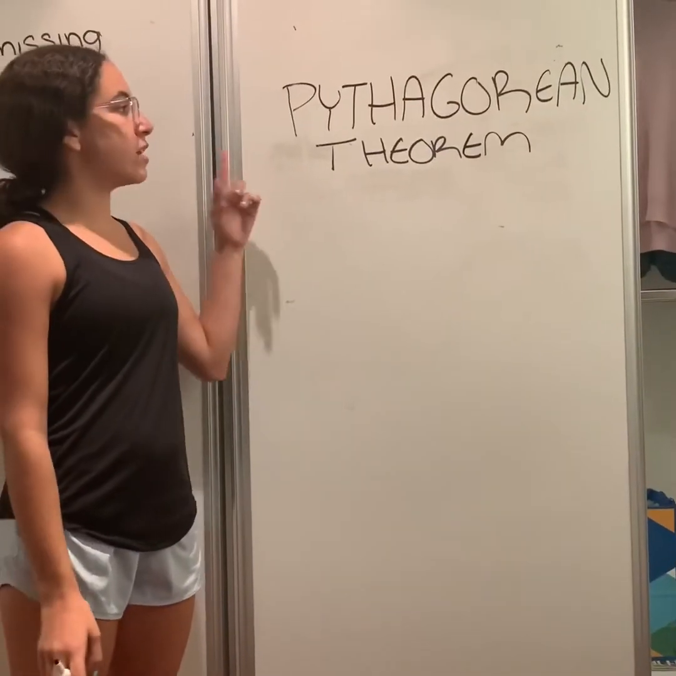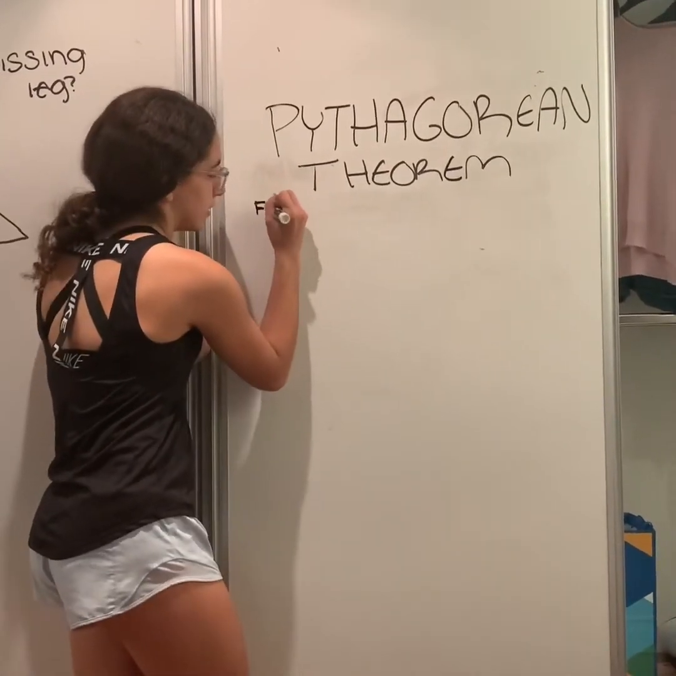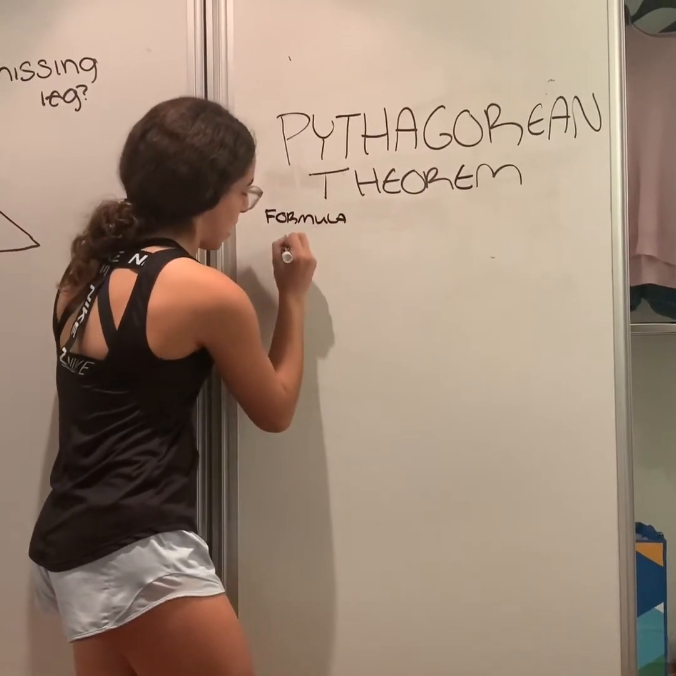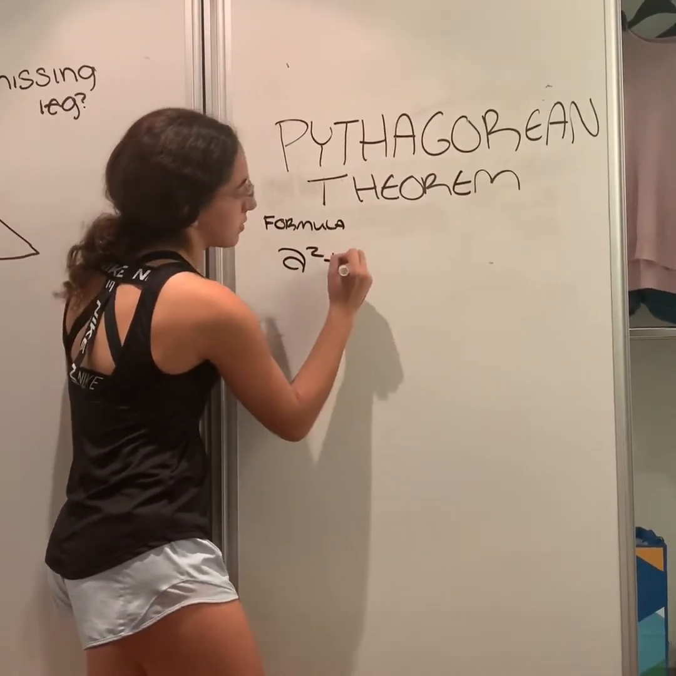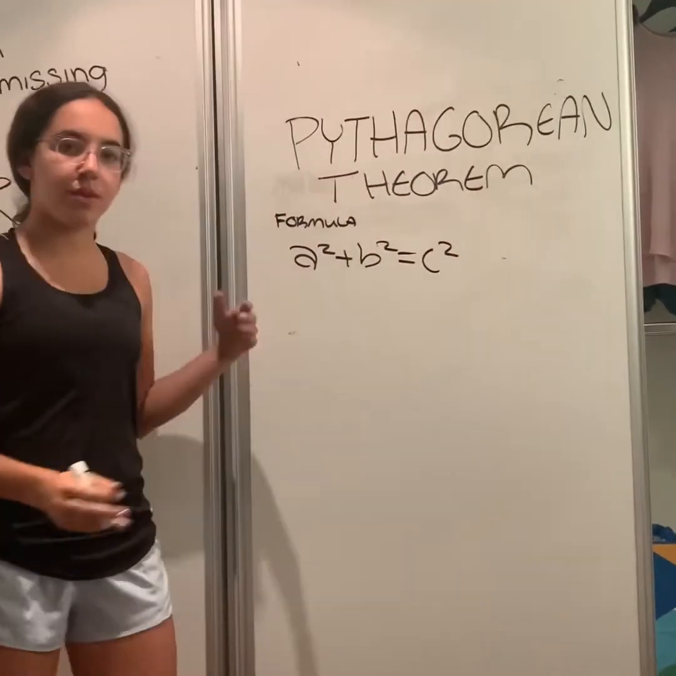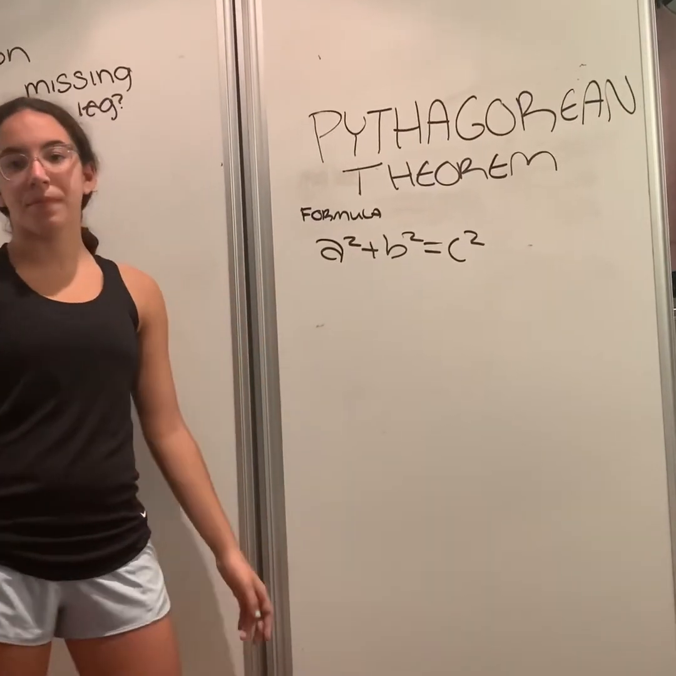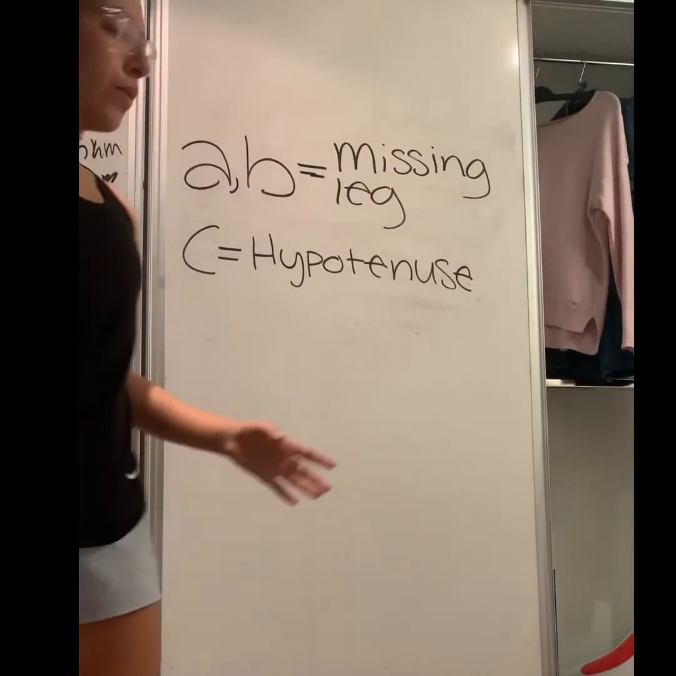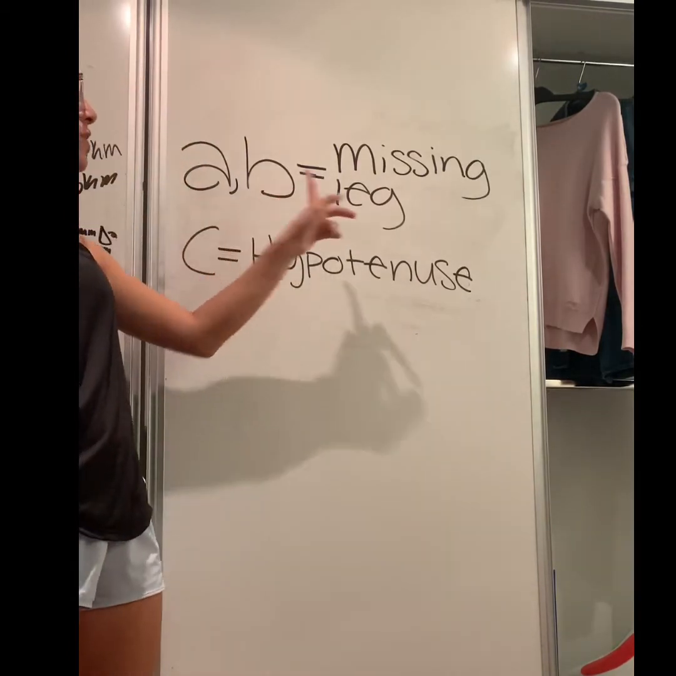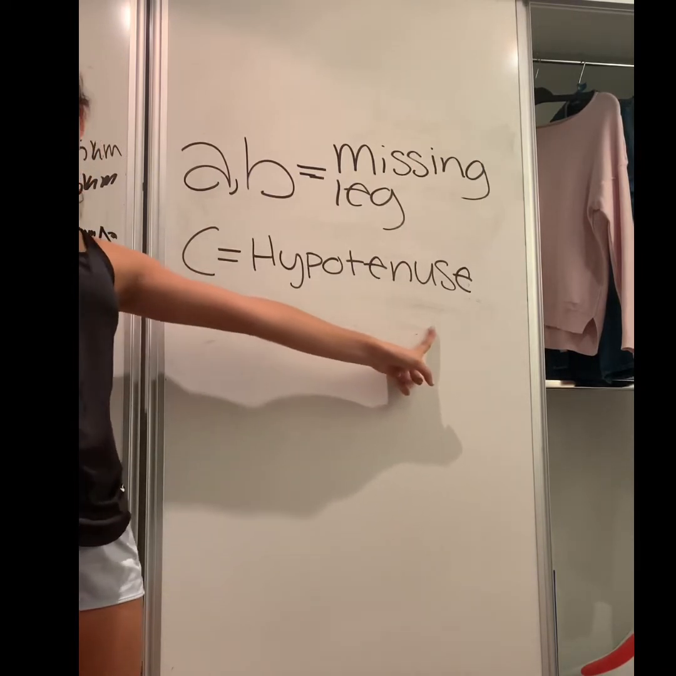So something that you need to remember throughout the Pythagorean theorem is the formula. So the formula is A squared plus B squared equals C squared. And throughout all your equations, you're going to be plugging your numbers into this formula. One more key thing about the Pythagorean theorem is that when you have A and B equations, you're finding the missing leg, and then when you have a C equation, you're finding the hypotenuse.